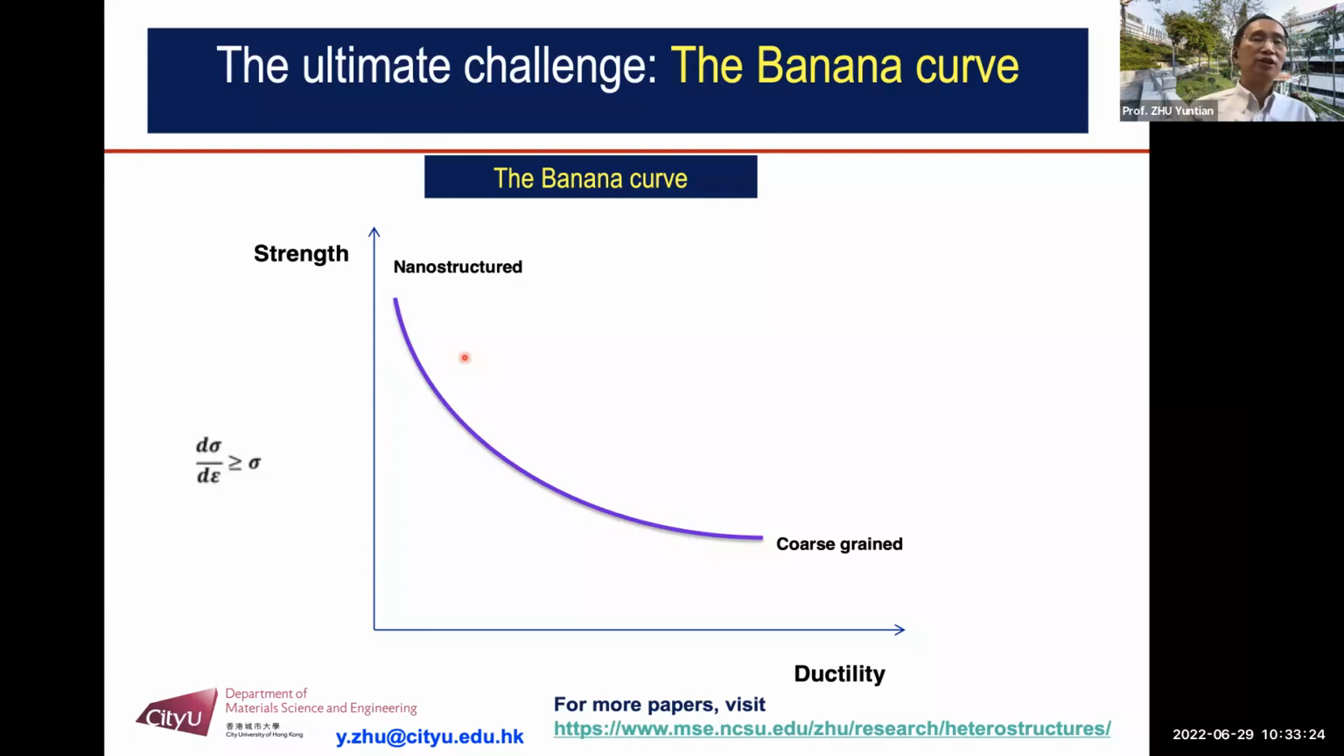For metallic materials, we are all familiar with this banana curve. What this means is we have the strength and ductility trade-off. If you want to have high ductility, the strength will be lower. If you want a high strength, the ductility will be lower. However, we want both. We want both. But if you look at our textbook, this is not possible. And if you tell people you want this, like what I did once at a conference, people will laugh at you. I think you are like, what are you talking about?